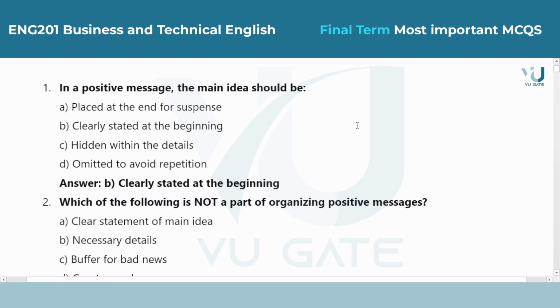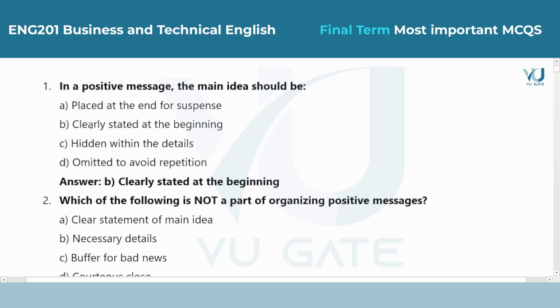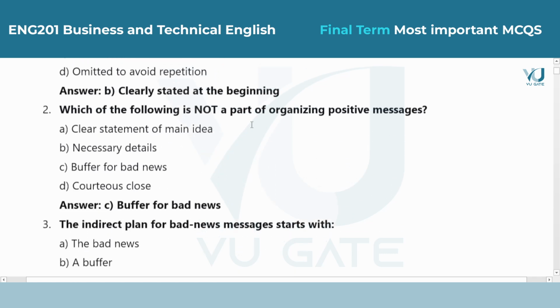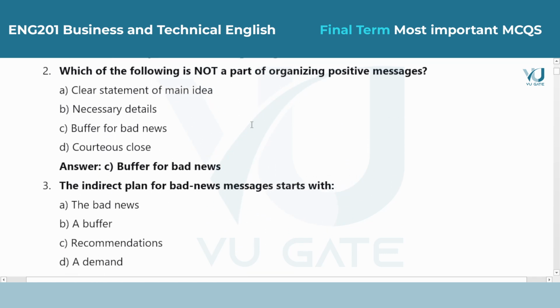Question. In a positive message, the main idea should be, answer, clearly stated at the beginning. Concept. Using a direct approach ensures the reader gets the good news immediately, which builds goodwill. 2. Question. Which of the following is not a part of organizing positive messages? Answer. C. Buffer for bad news. Concept. Buffers are exclusively used in negative messages to lessen the blow. Positive messages don't need them.